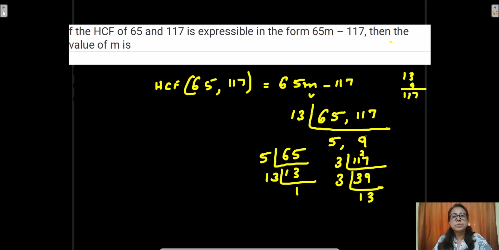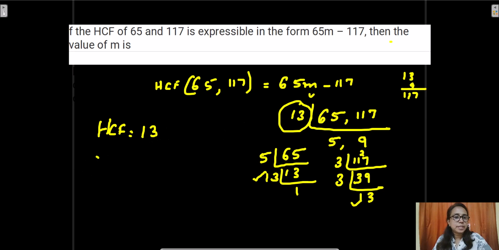If you are doing this together, in one step it's over. 13 into what is HCF? HCF will be 13. And if you are doing it like this, 5 into 13 and 9 into 13, the common number is 13. So HCF is equal to 13. Now the question says this HCF can be written as 65m minus 117. Understand the question: 65m minus 117 is equal to the HCF of these two numbers. What is HCF? 13. Right?